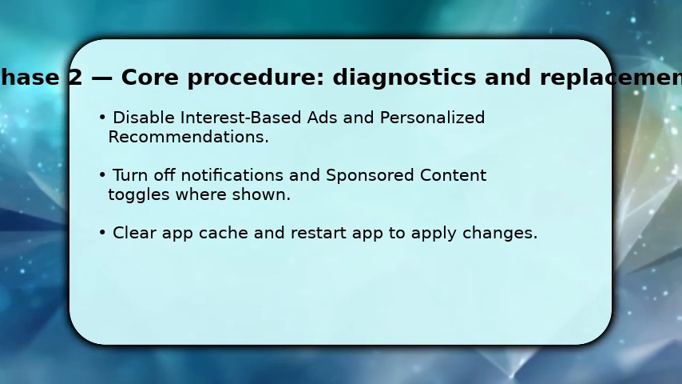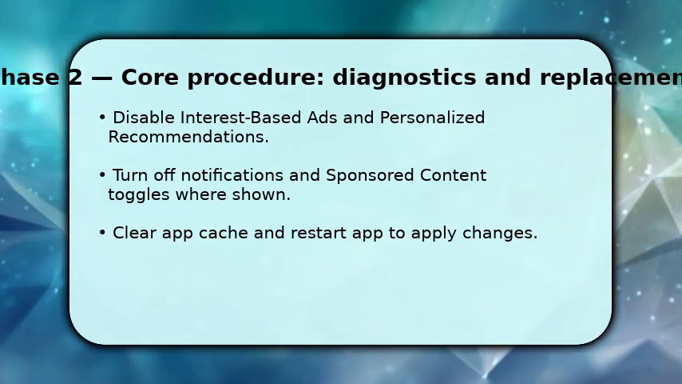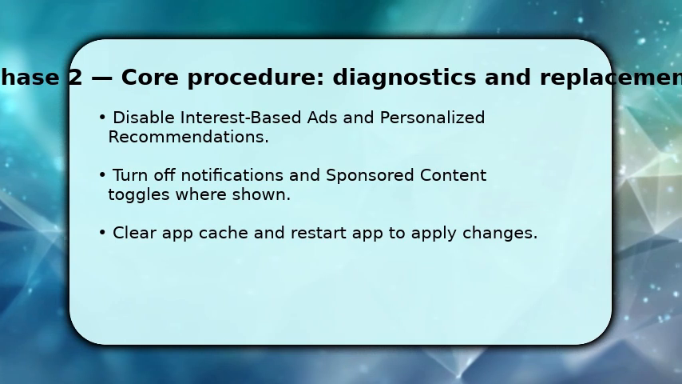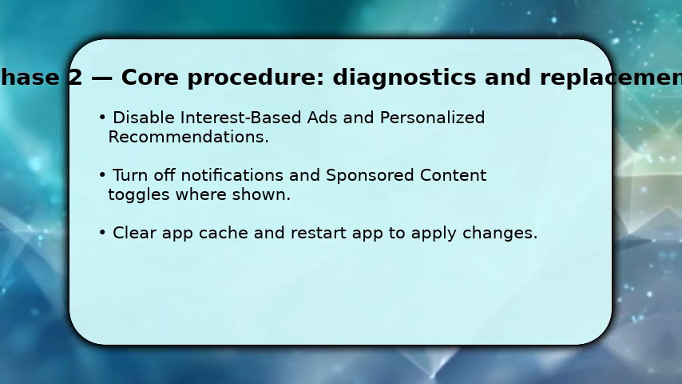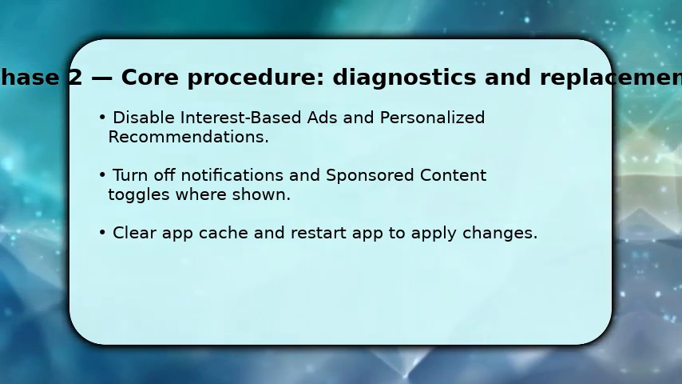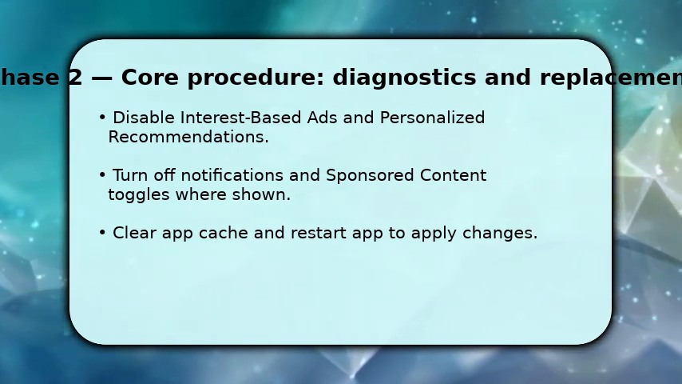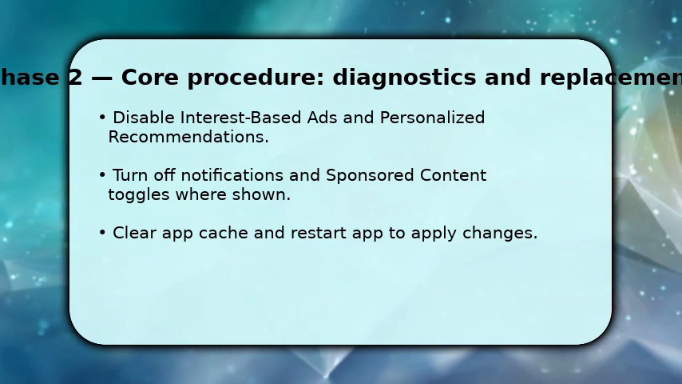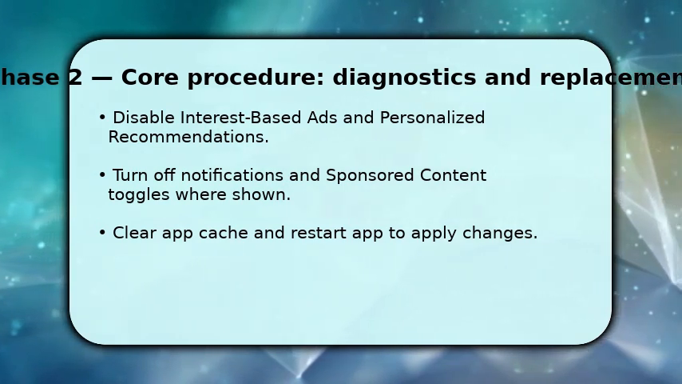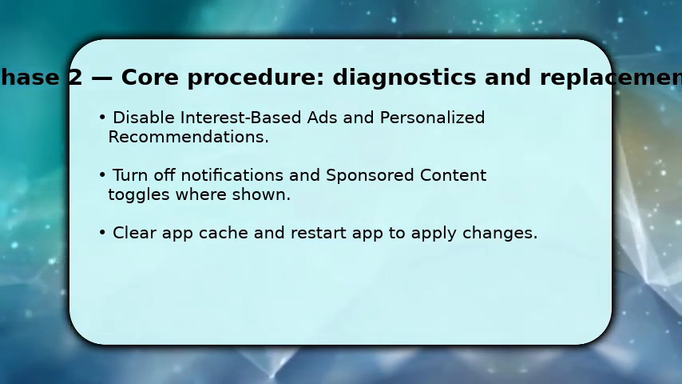Next, go into Privacy or Advertising settings and disable interest-based ads and personalized recommendations. This reduces targeted sponsored items. Then, turn off notification and sponsored content toggles to cut in-app push ads. Once you change these, clear the app cache and force close the app. That forces the settings to reload.